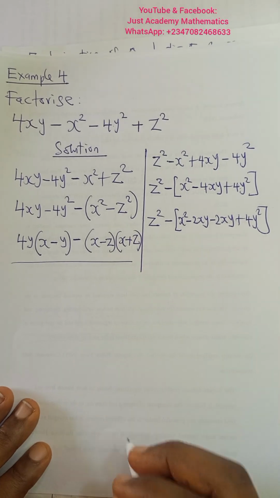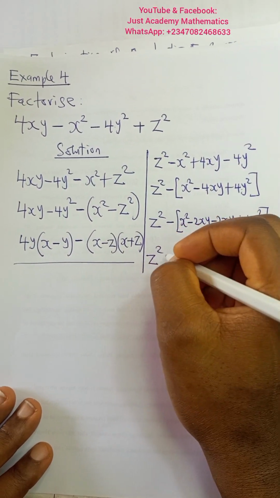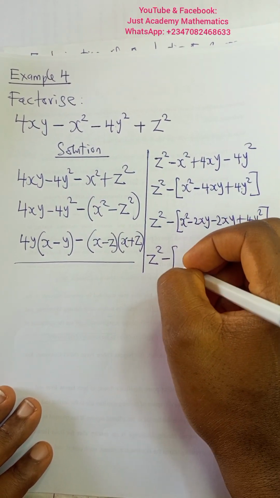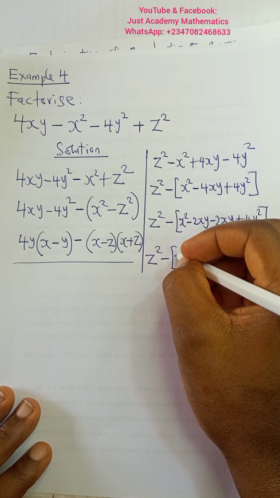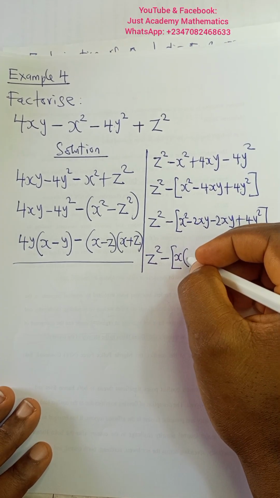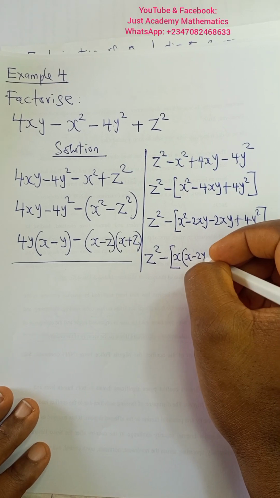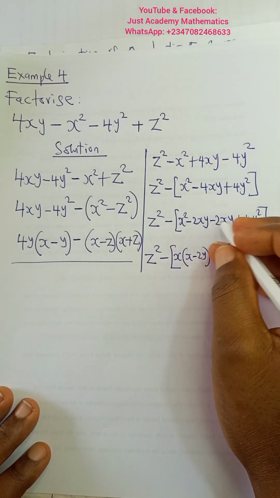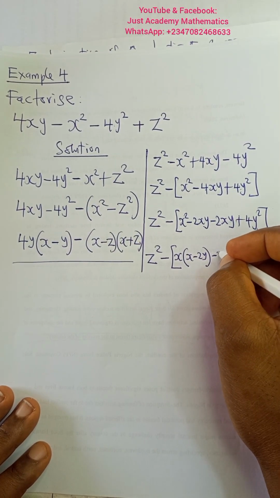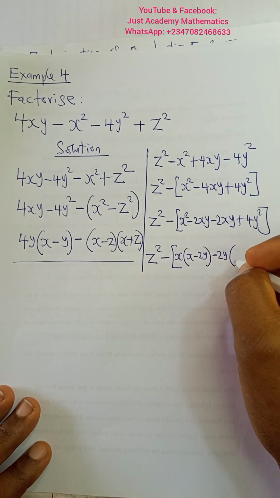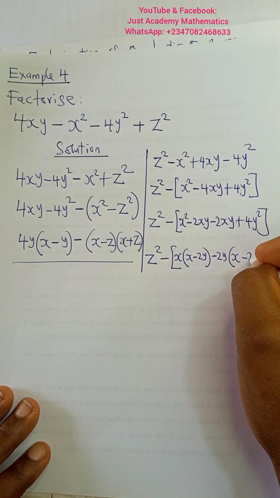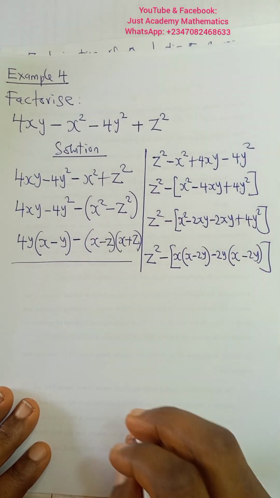Follow me carefully. So I have z square minus, what is common here? X. It will remain what? It will remain x minus 2y. What is common here? It is minus 2y. It will remain what? X minus 2y. Can you see that now?